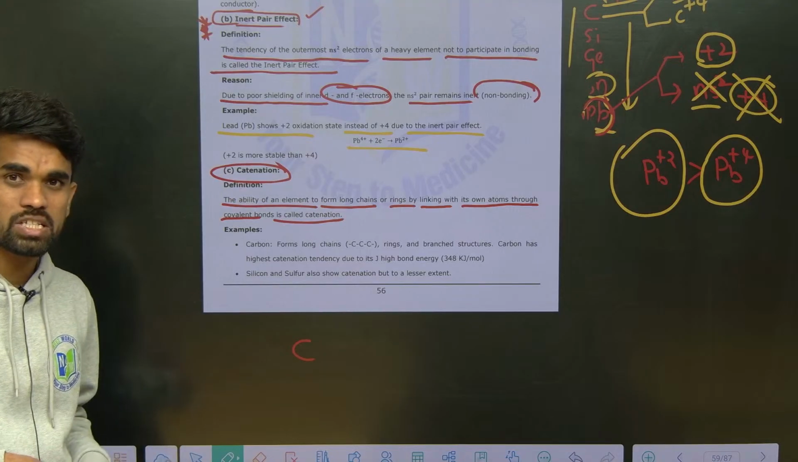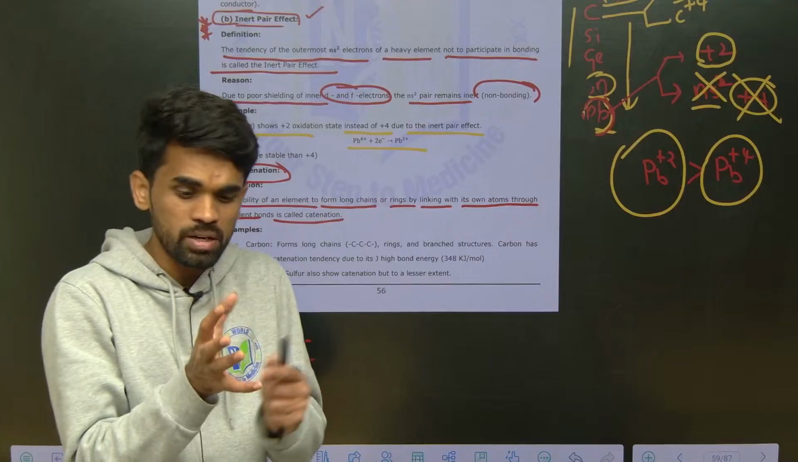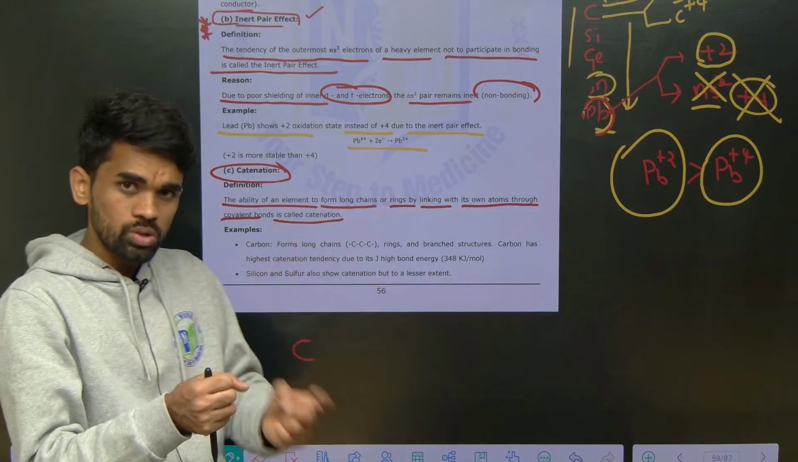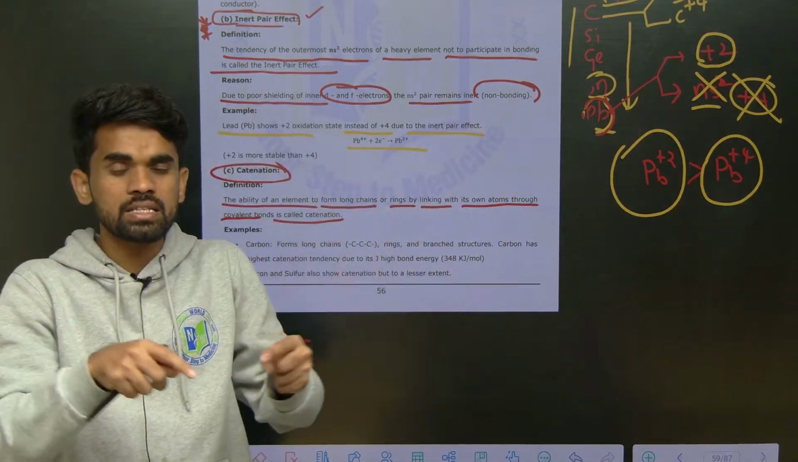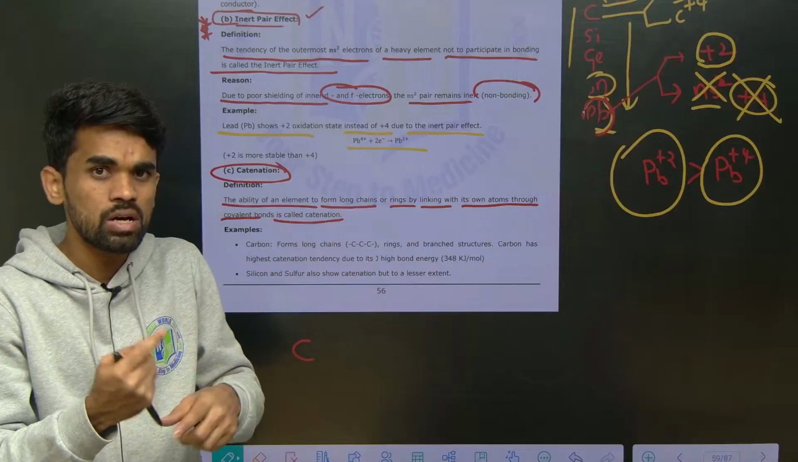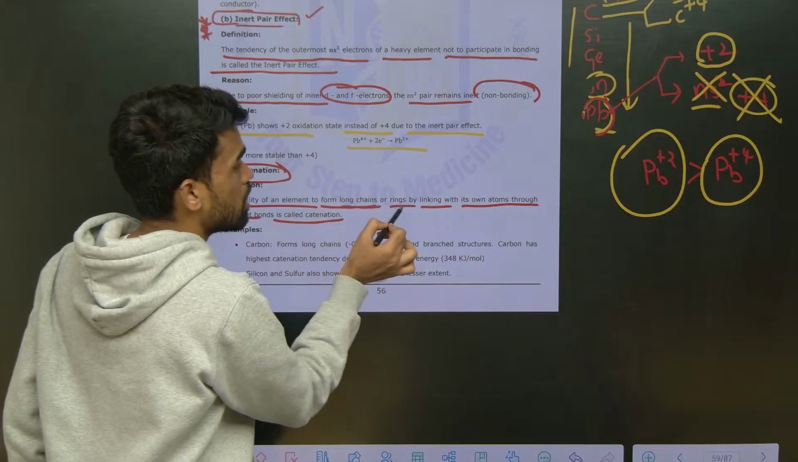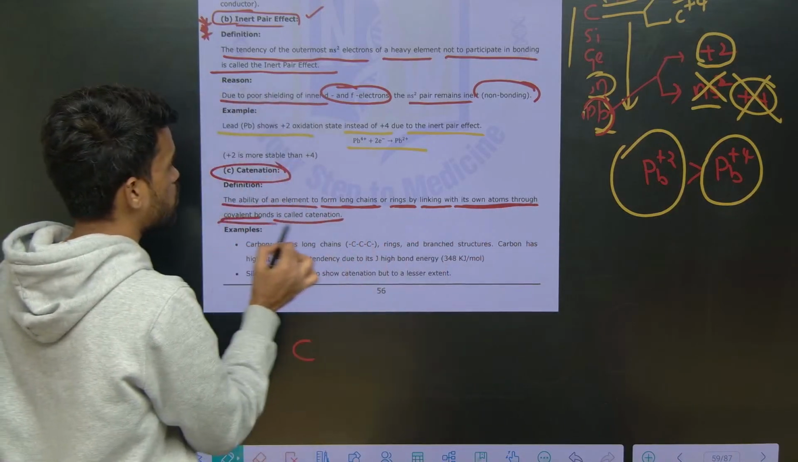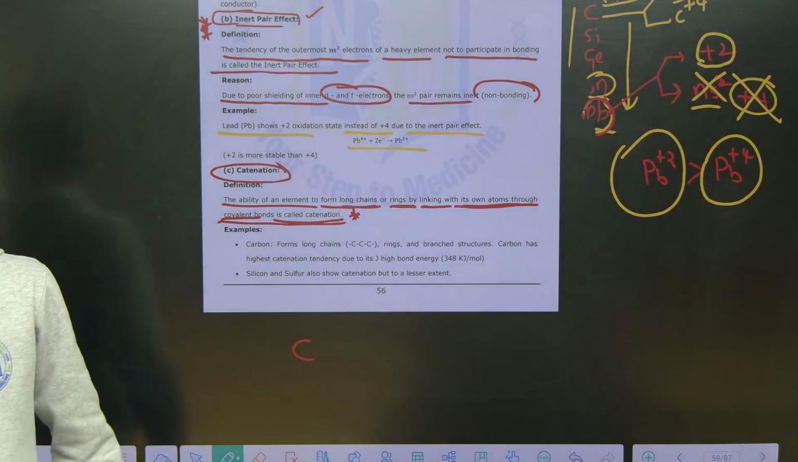What do we mean by catenation property? It's a self-linking property. There are some elements like carbon that have the ability to link themselves. Due to this self-linkage property, they can make long chains or cyclic rings. So this concept is called catenation. The ability of an element to form long chains or rings by linking with its own atoms through a covalent bond is called catenation. What is it called? Catenation.